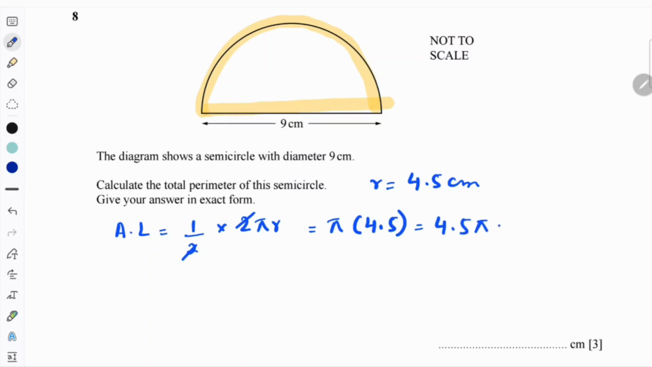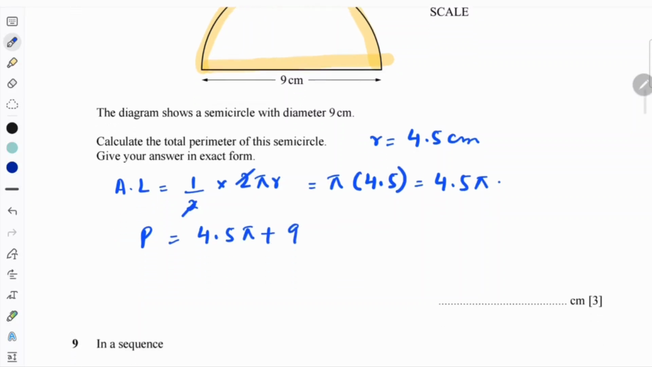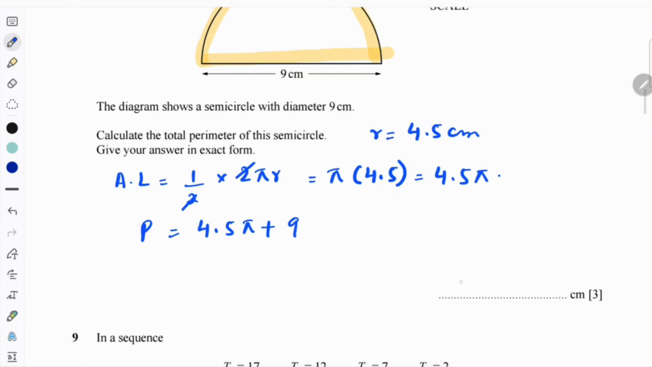Now for the perimeter we have to add 9 with it, because 9 is also a boundary line of this shape. So that is 4.5 pi plus 9, and we can write down 9 plus 4.5 pi or 4.5 pi plus 9. And we can also write down 4 whole 1 over 2 pi plus 9.